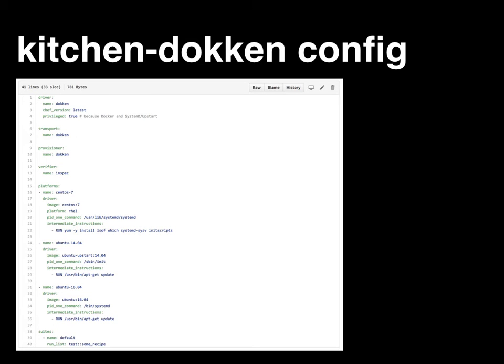So now that we have the Travis config set up, we actually have to configure kitchen-dokken. The kitchen-dokken config is a little bit different than probably what you're used to in a kitchen setup that you're using Vagrant for.